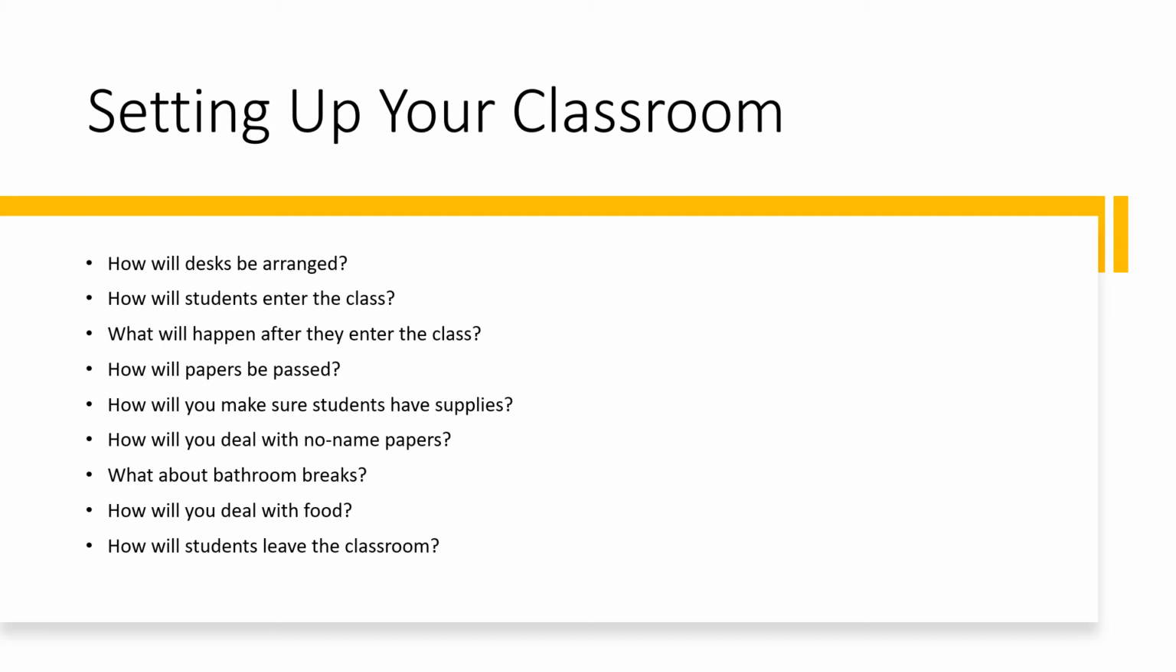Finally, how will students leave the classroom? If your school uses a bell to indicate the end of a period, you might find yourself with 30 students all dashing to get out of the door. Think about having an orderly process where students don't leave with the bell, but rather are dismissed by you, perhaps one row at a time.